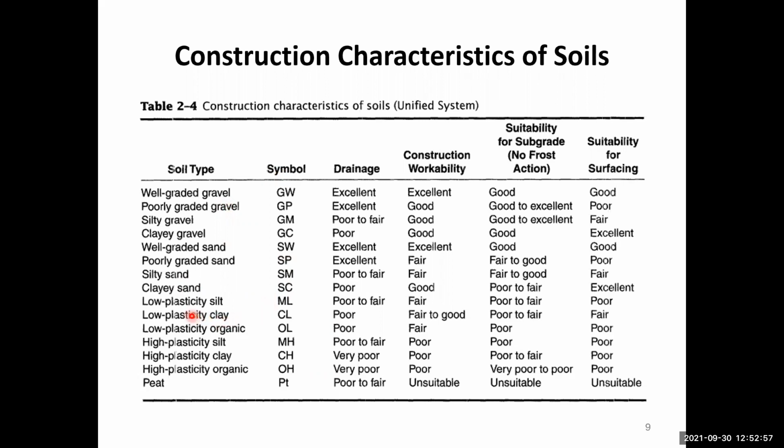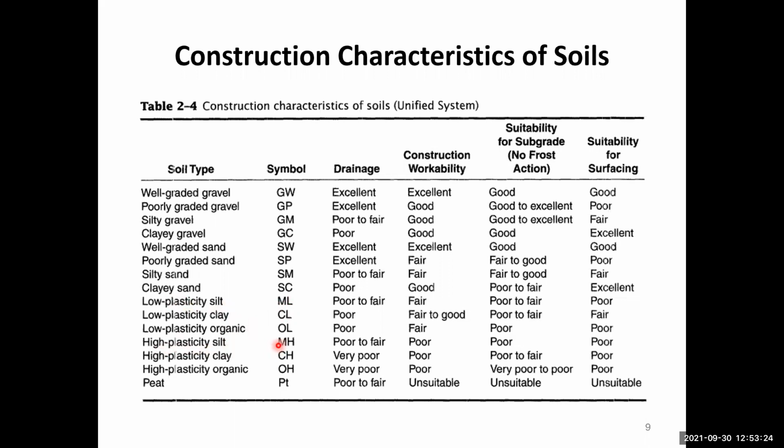And then start the silt. Okay, so silt is identified in some slightly different manner. So it is ML. It is called as the low plasticity silt. So, and then there is another silt, high plasticity silt, MH. MH is the high plasticity silt. So silt has two types, low plasticity silt and high plasticity silt.